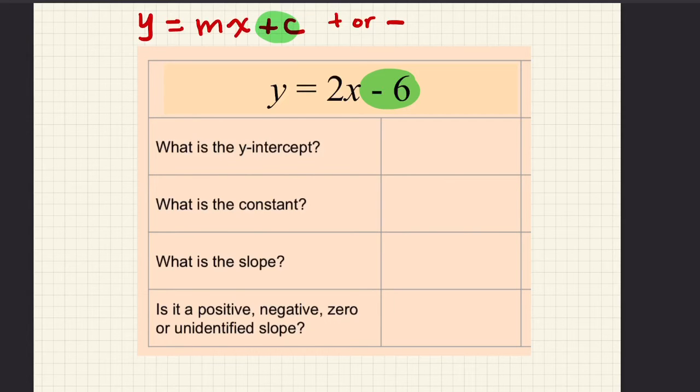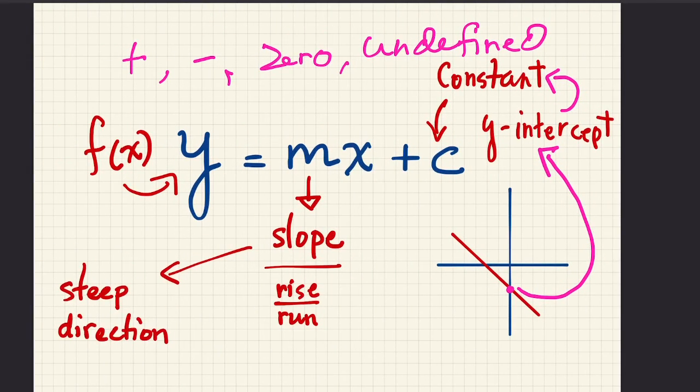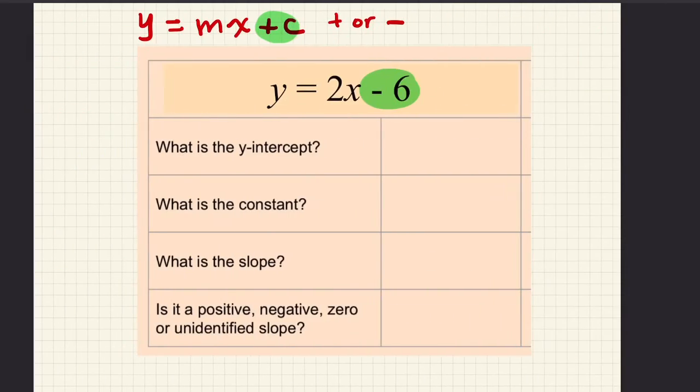So what is the y-intercept? From here, we know the y-intercept is also the constant. So the y-intercept is negative 6. What is the constant? Mrs. Nas is tricking you. Of course, the constant is the same thing, negative 6, because the y-intercept and the constant are the same. I just want you to be familiar with the terms.